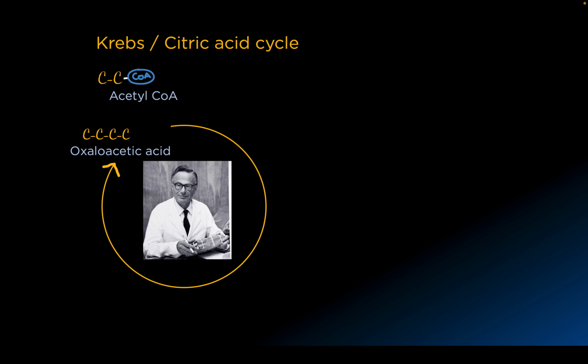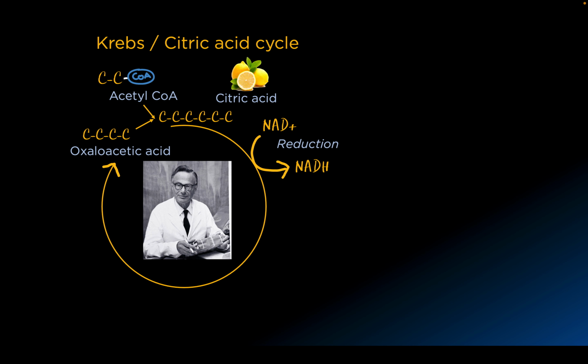But we've got this 4-carbon chain. The acetyl-CoA has got 2 carbons. We put them together to get a 6-carbon molecule, which is citric acid, the stuff that's in lemon juice. We're going to take this on a little journey around the Krebs cycle.